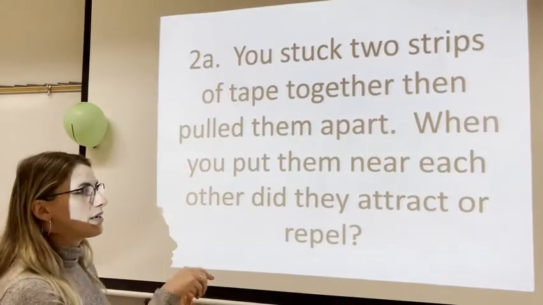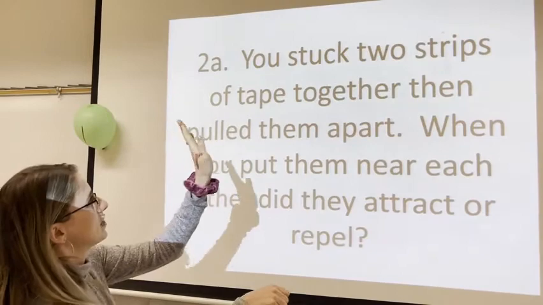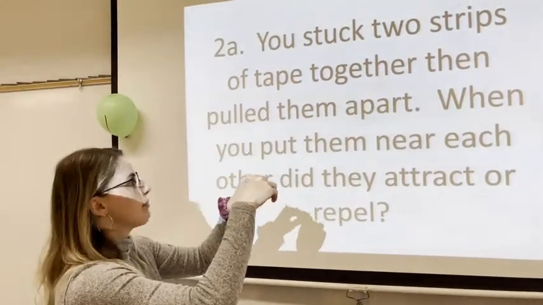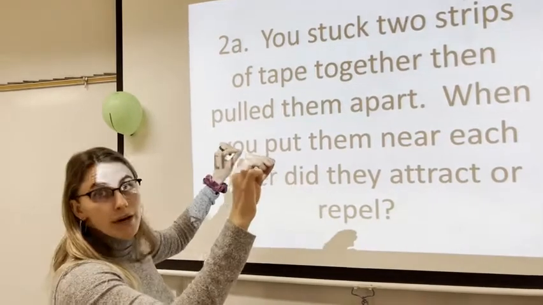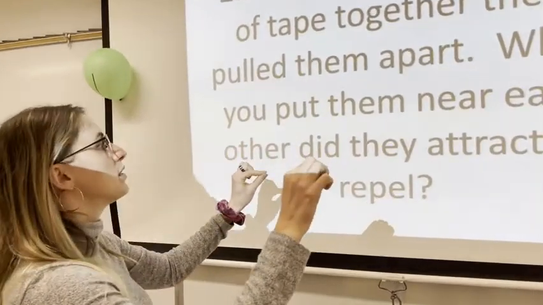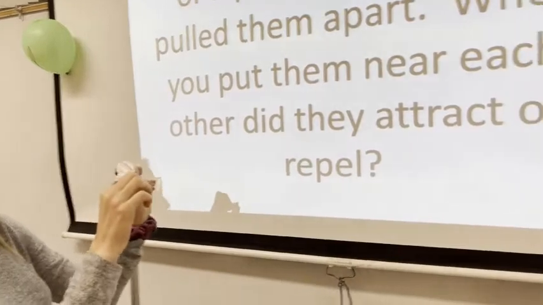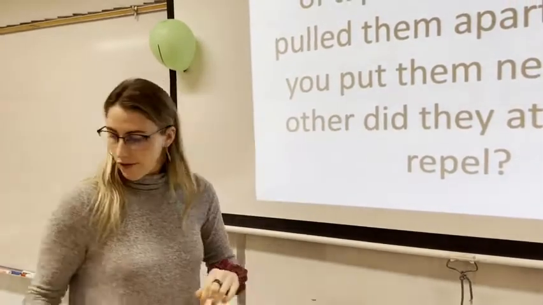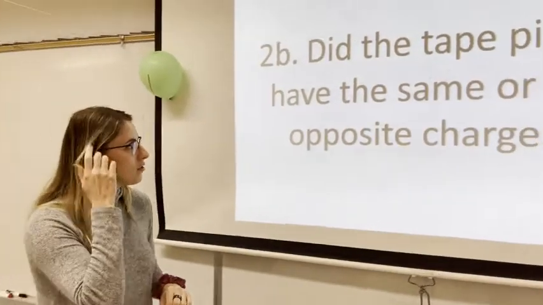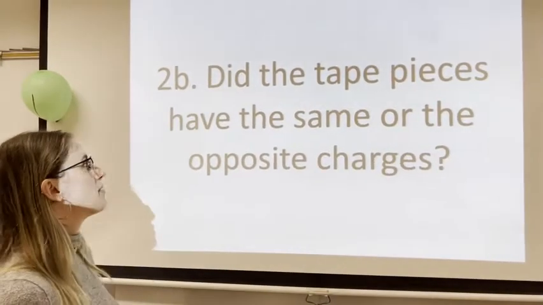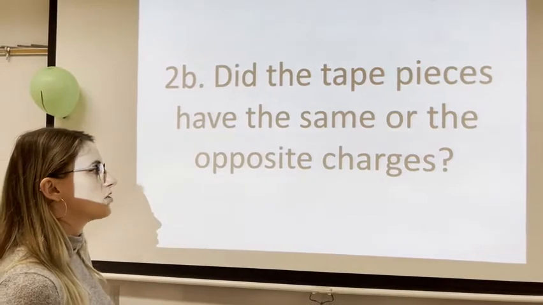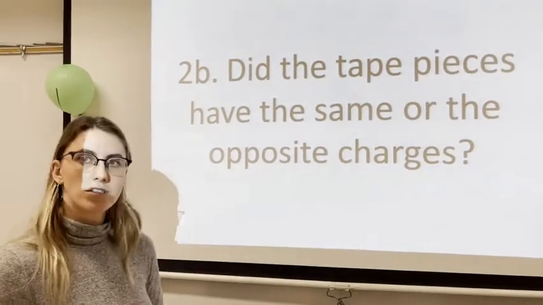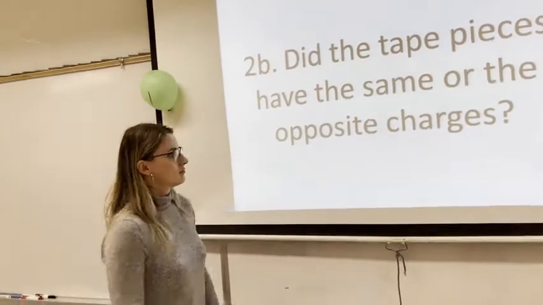Okay, so then we stuck the 2 strips of tape together, one on top of the other. And then we picked them up, neutralized them, and then we pulled them apart. When you put them near each other, did they attract or repel? Well, they attracted, right? And so did the tape pieces have the same or opposite charges? Well, if they're attracted, that means they've got opposite charges.